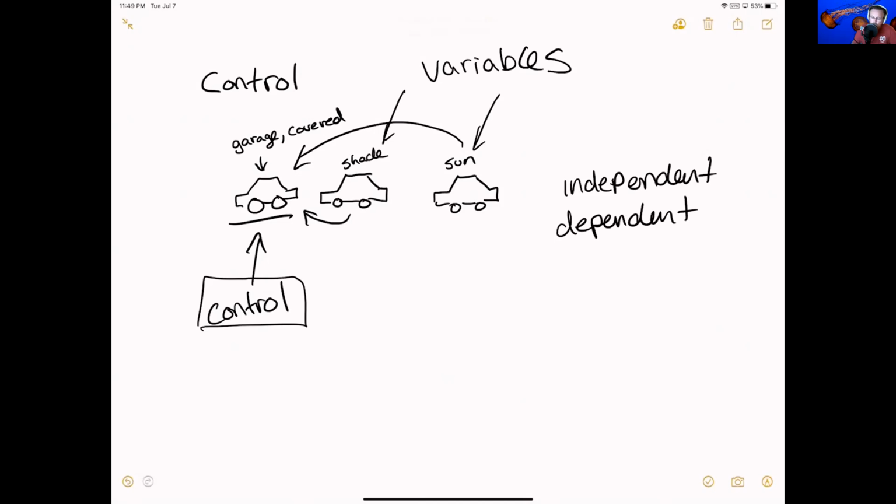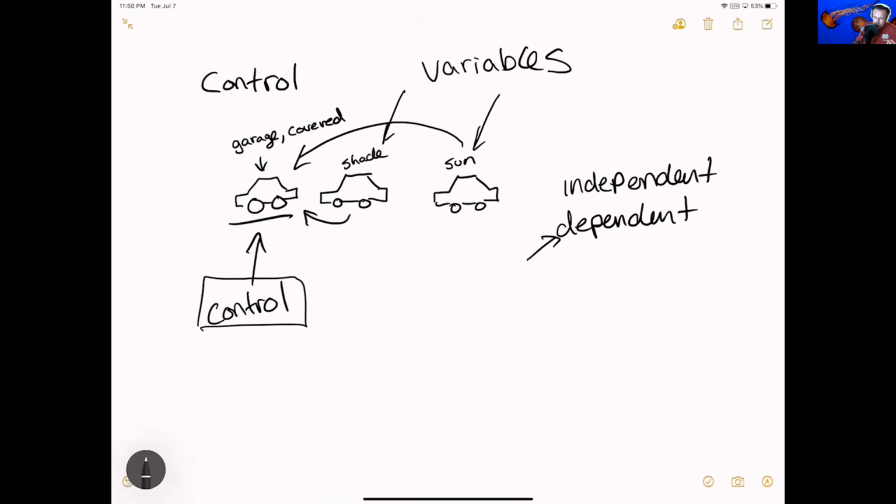The way I always remember this is the dependent variable is the one that depends on something else. So it's dependent on the change you make. The independent variable is actually the change that you make. So that's what it is.